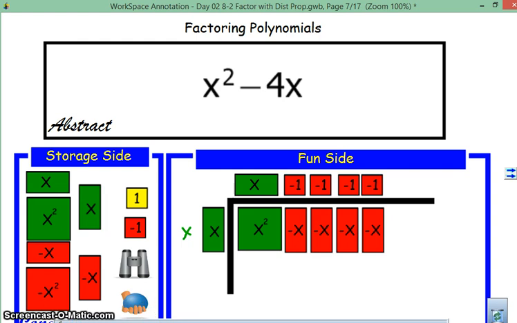Up on top we have x minus 4. So we can say that x squared minus 4x is the same thing as x times x minus 4. And now we check by doing the distributive property. If we do x times x, we get x squared. x times negative 4, we get minus 4x. It checks.